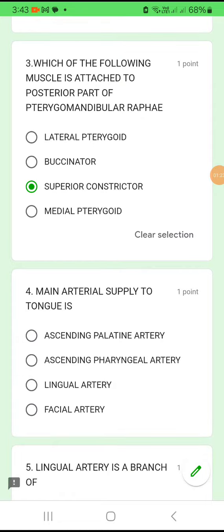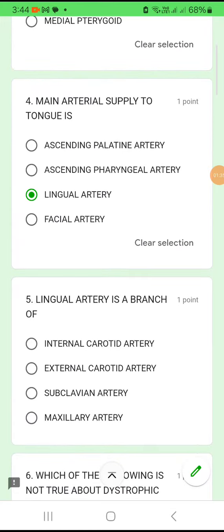Question number 4. Main arterial supply to the tongue: ascending palatine artery, ascending pharyngeal artery, lingual artery, or facial artery. The main arterial supply to the tongue is option C, the lingual artery.